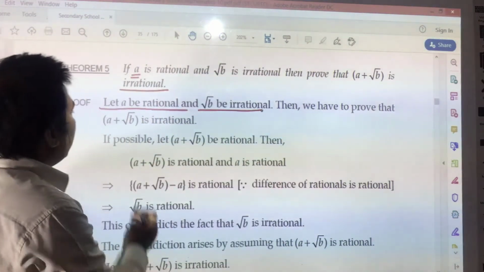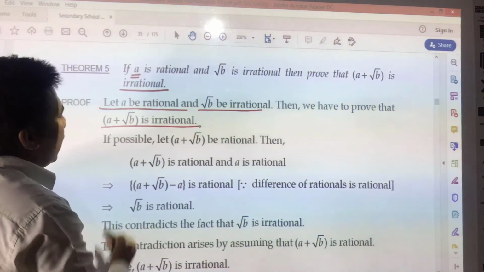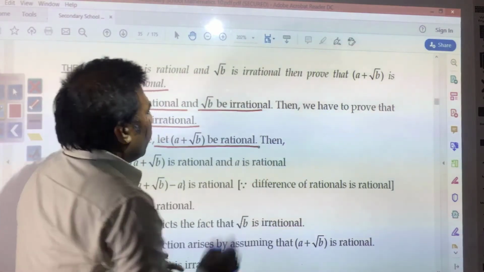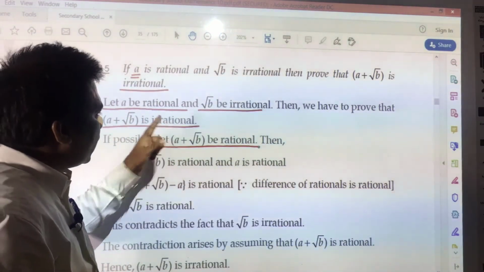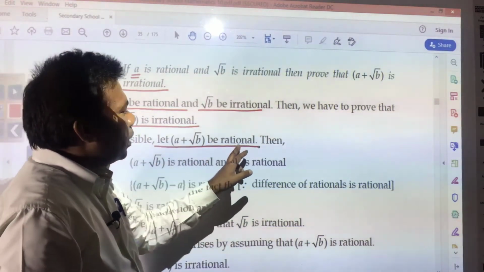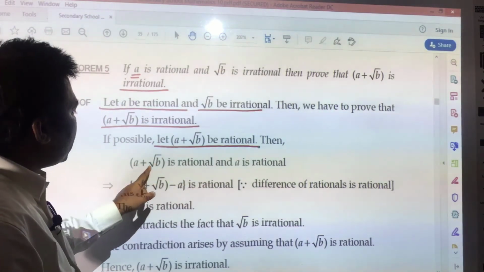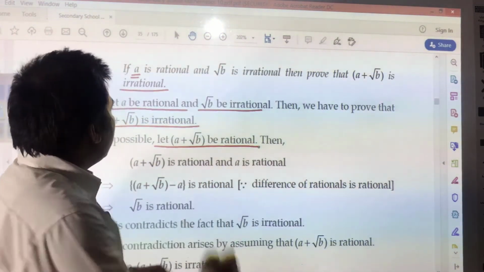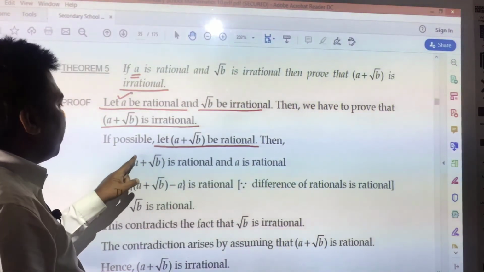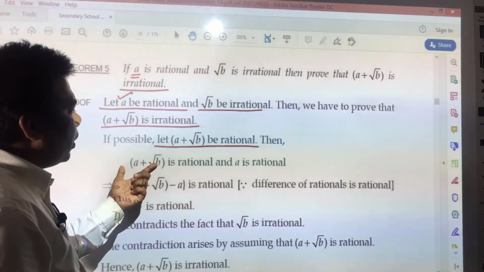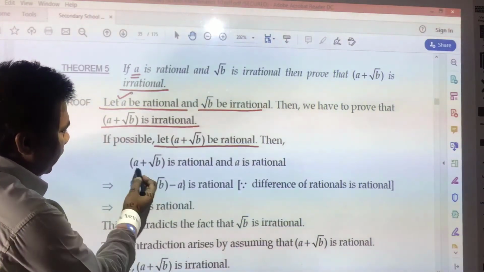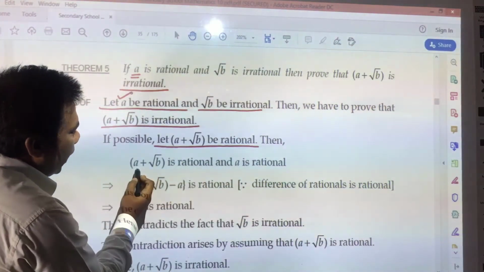Then we have to prove that A plus root b is irrational. If possible, let A plus root b be rational. Suppose we need to prove A plus root b is irrational, but if possible we should assume that A plus root b is rational. Then A plus root b is rational and A is already rational. If you subtract a rational number from another rational number, the result is a rational number. It means A plus root b is rational and A is getting subtracted from it.